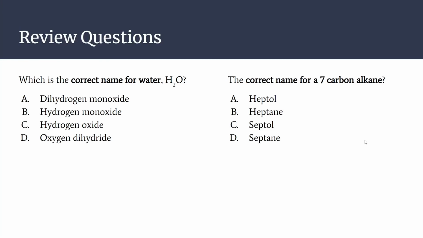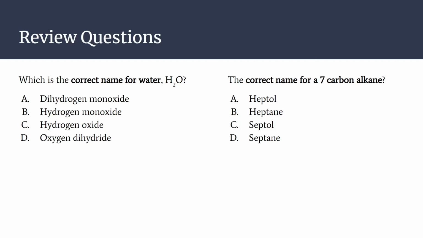Which is the correct name for water, or H2O? Is it dihydrogen monoxide, hydrogen monoxide, hydrogen oxide, or oxygen dihydride? 3, 2, 1. Answer is A. When bonding 2 nonmetals, both elements need to specify the prefix. Also, hydrogen has a lower electronegativity than oxygen, so it's listed first.